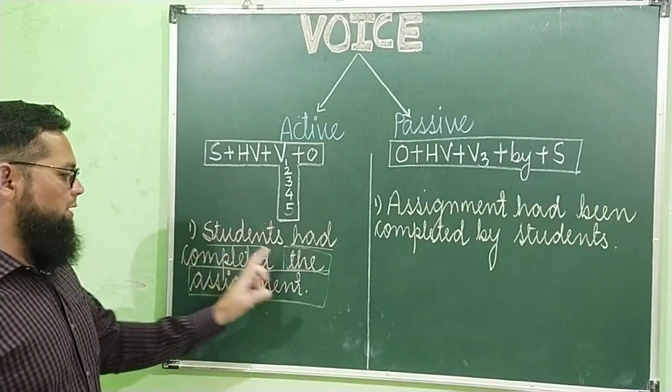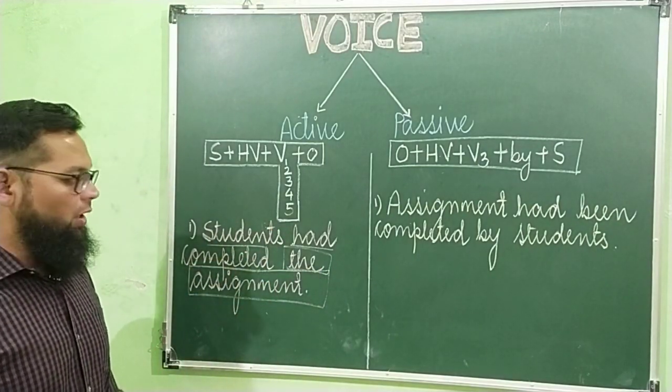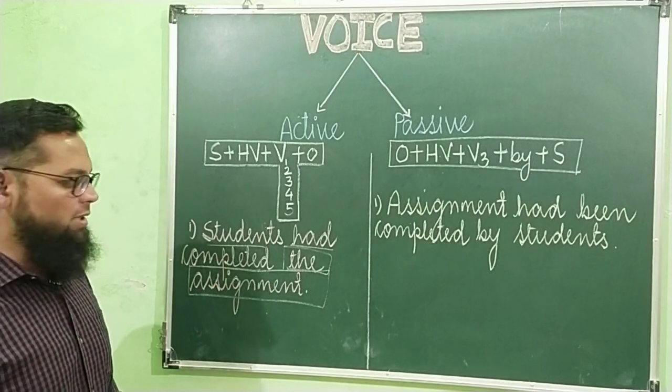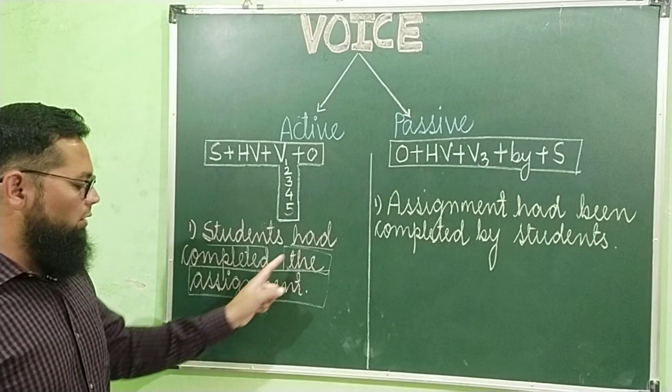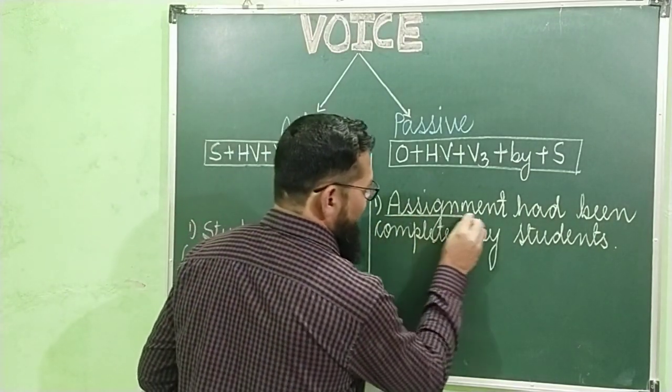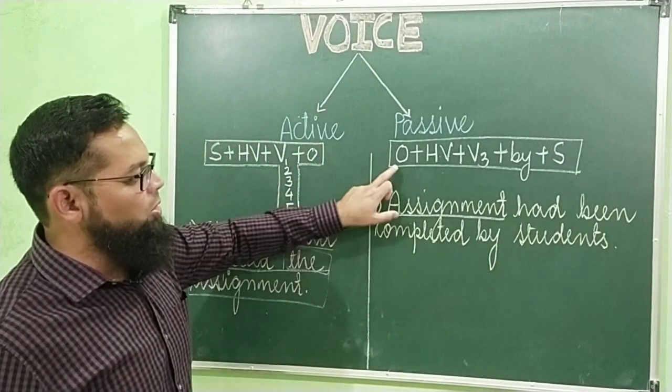Students had completed the assignment. Now if the same sentence is supposed to be converted into passive voice, वो कैसा हो जाएगा? What is the object? The assignment. So at the beginning we have to use object, assignment. So here this is the object.